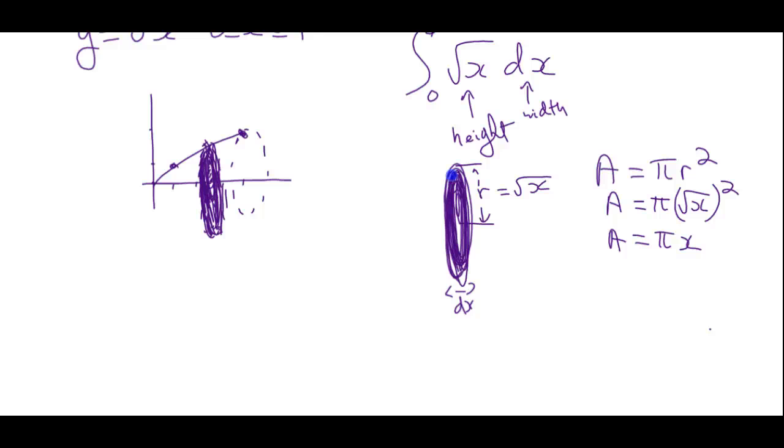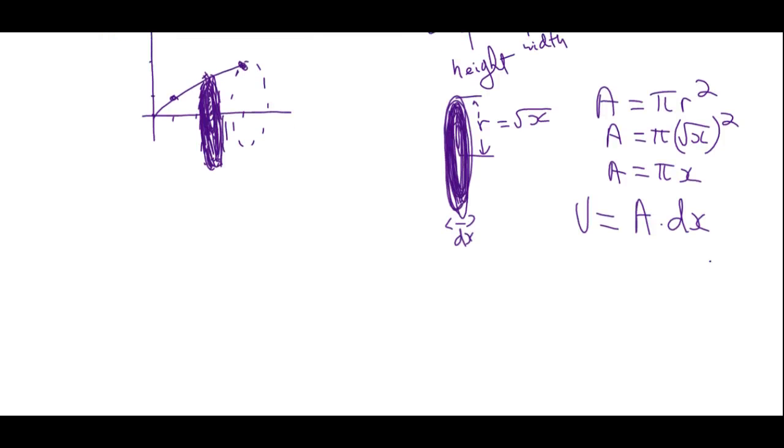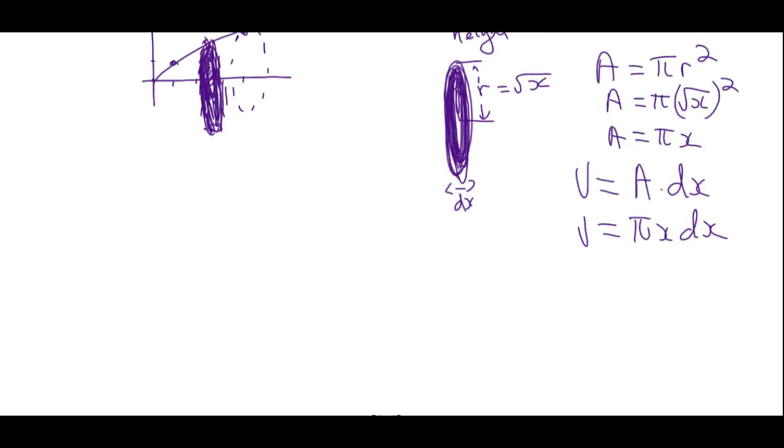The volume is equal to the area times the height, right? The height of the coin, which is dx, or its width. So it's the area of the circle times its height. It's a small cylinder, right? So the volume is pi x dx, because the area is pi x. And that's the volume of one disk, right? That's one disk.